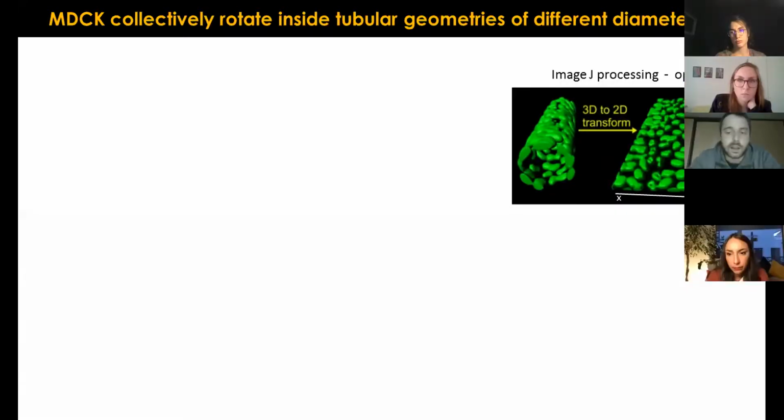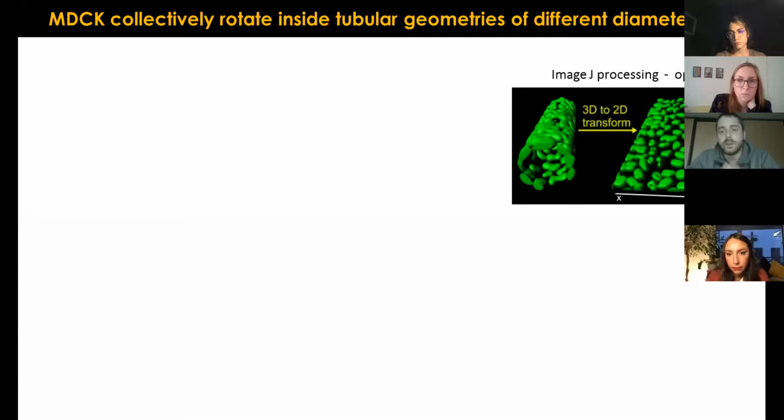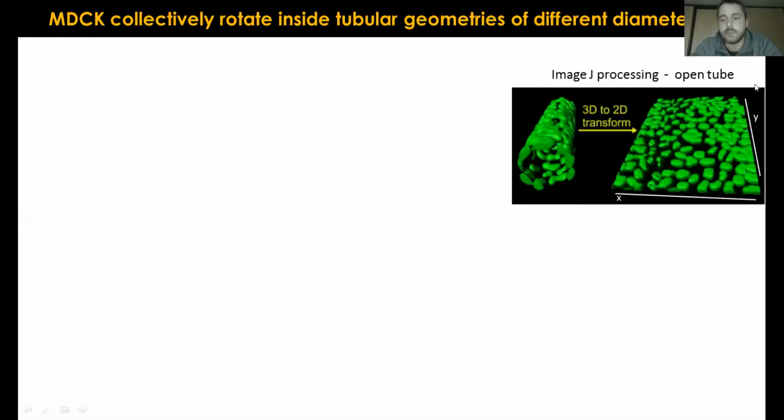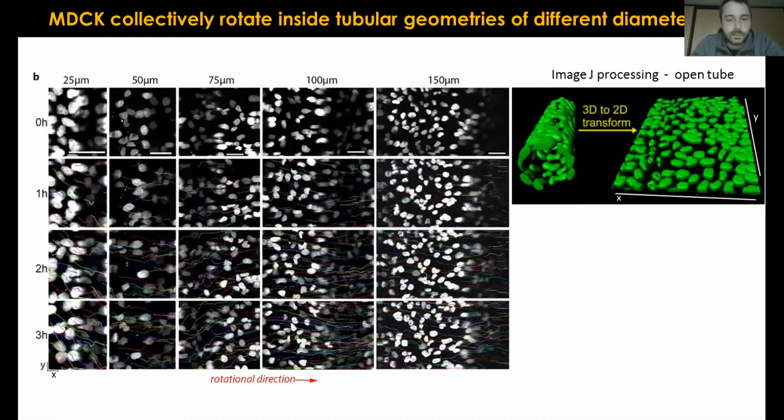And so in order to study in detail the dynamics of these movements, we process these 3D confocal movies in ImageJ by just opening the tube. So basically, from a 3D tube here, we open the tube and we get an X and Y image, a 2D image, in which it's much easier to do any counting. And so we end up with something like this. So these are open tube images of tubes from 25 up to 150 micrometers.